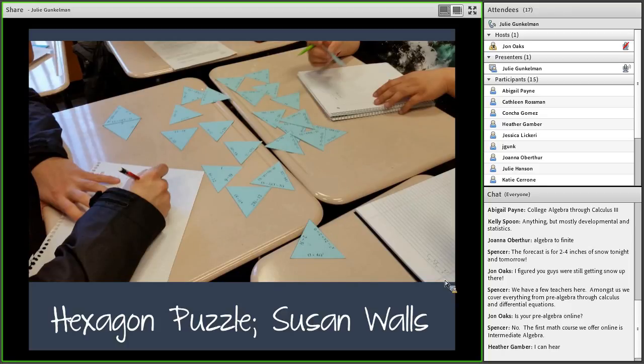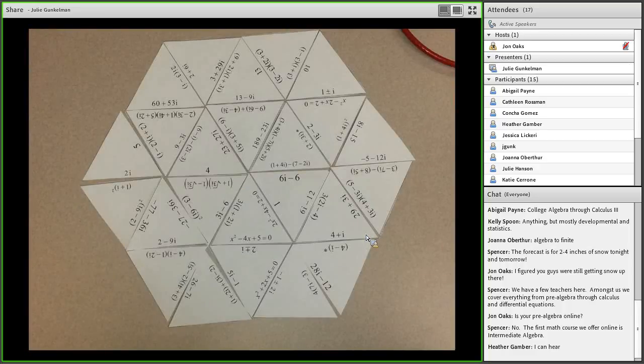And students had these triangular pieces, and there's different expressions on them. There are some equations. I'm going to show you a better picture of it in a second. And they will work them out to try to make what's equivalent on each of the sides so that they can match them up. So when it gets all put together, it does form a hexagon, and it looks something like this. So here's my hexagon puzzle.